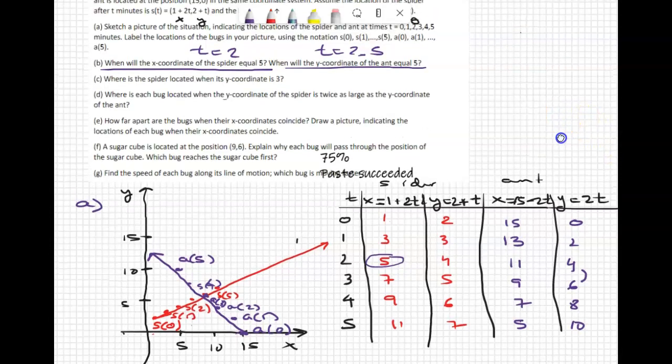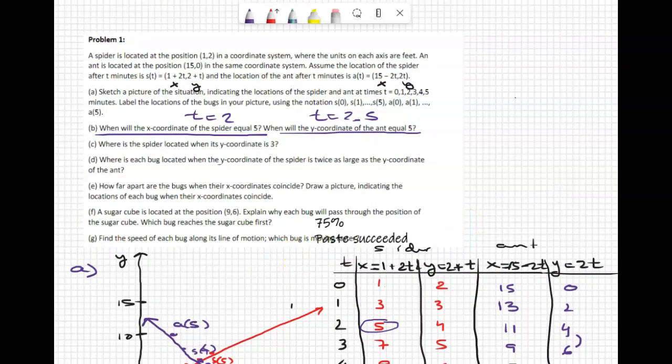Another way of doing it is by solving equations, because we have equations for the x-coordinate of the spider. So the x-coordinate of the spider is given by 1 plus 2t. And it's asking us, when is this going to equal 5, right? So you can just set that equation equal to 5. You get 2t equals 4, so t equals 2. Okay, right? So you can find it algebraically rather than looking at the table.